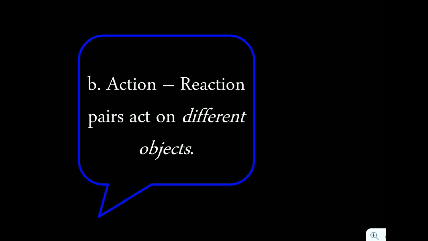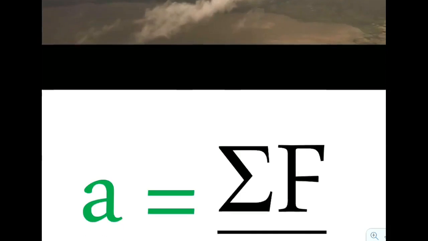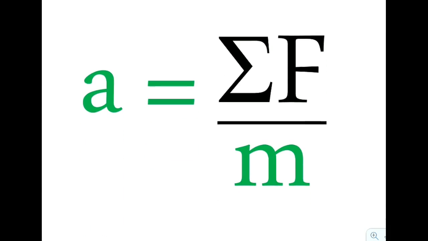Earlier we had mentioned that action-reaction pairs act on different objects. And a helicopter is a really good example. How is it that a helicopter can hover? And how is it that it can fly? We want to take a look carefully at net force once again and the forces that act on a helicopter.